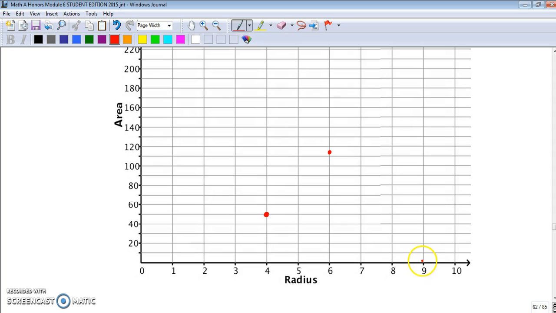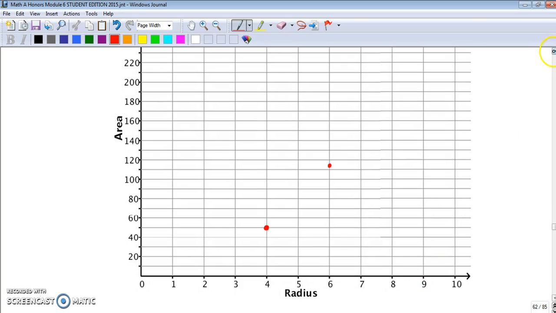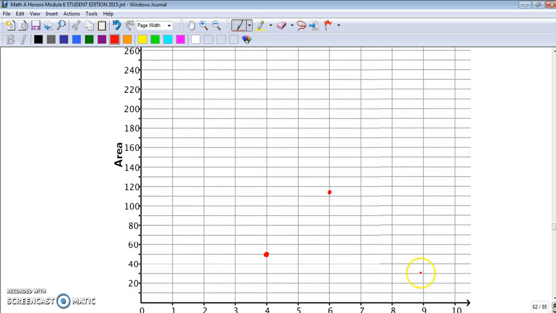A radius of 9 gave us 254. Here's 250, so almost right at 250. 5 is 79. 3, 28. 8, 201, 7, 154, and 2 is 12.